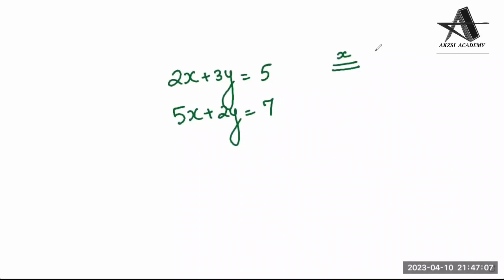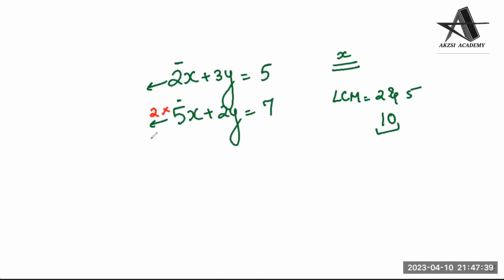If I want to make x the same, I need to see what the coefficient of x is here. It's 2. Here it's 5. So I need to find their common multiple. That means I need to find the LCM of 2 and 5. The LCM of 2 and 5 is 10. That means I need to make this 10 as well and this 10 as well. So what will I do? I will multiply this by 2. In this way, I can make it 10.